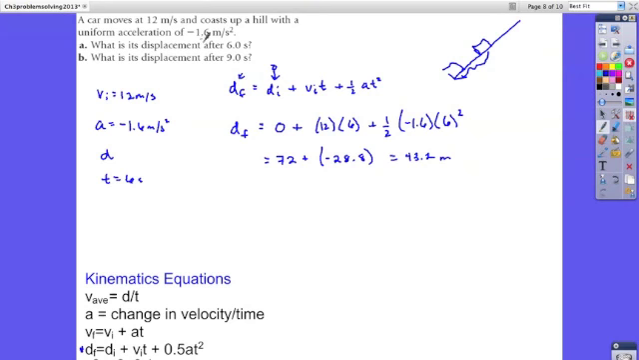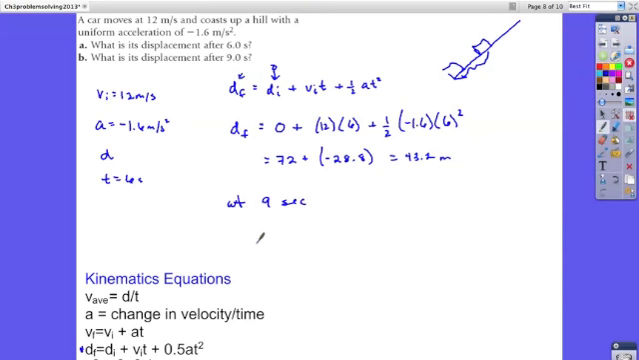Let's see what happens after 9 seconds though. Notice we have a time squared here. It makes this term get bigger and bigger faster than this term, and this is negative. So let's see where they are on this hill at 9 seconds.